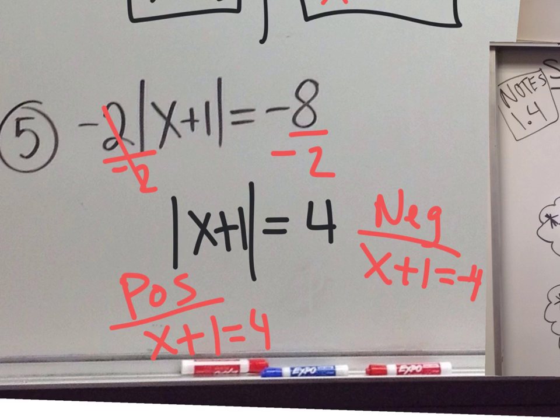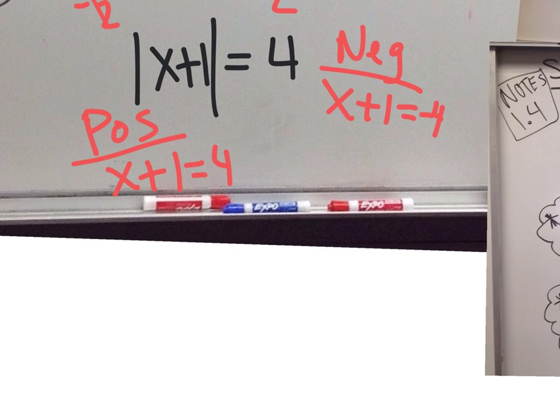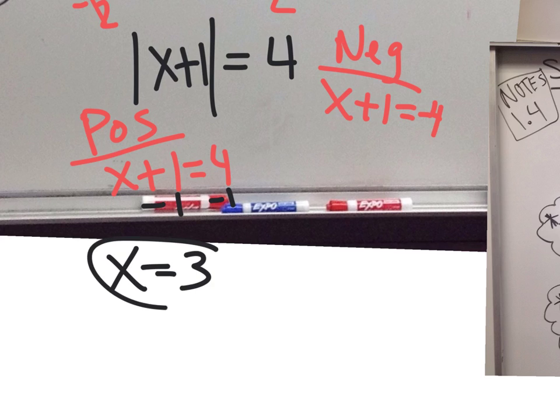So there's the positive and the negative situation. I'm running out of space. Wait a minute, I'm not running out of space because it's just a picture. I can just move the picture up and actually do it. Yeah, sorry about that. Let's solve this thing. We're going to subtract 1 and subtract 1. We're going to get x equals 3, and that's an answer. And over here we subtract 1, we're going to get x equals negative 5, and that is an answer.